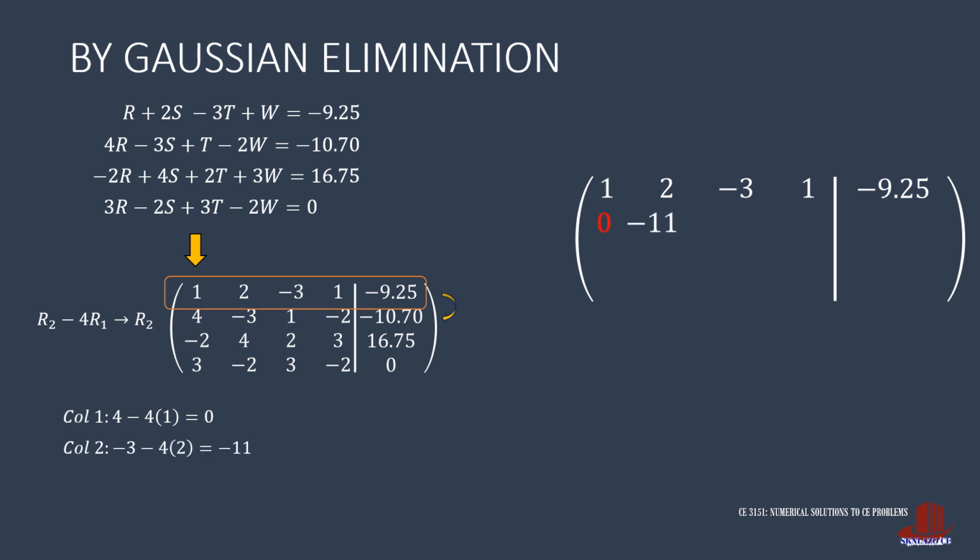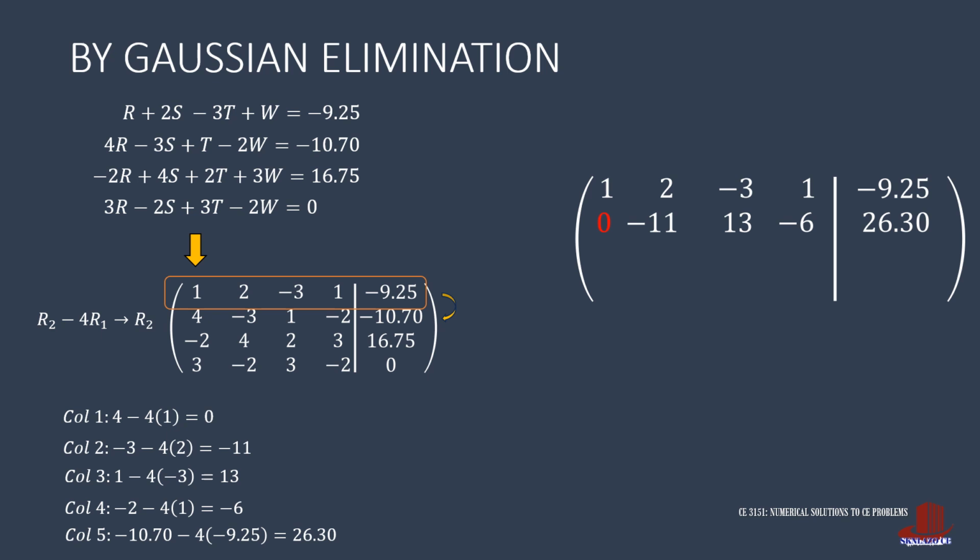For column 2, we take negative 3 minus 4 times 2, which results to negative 11. The next element then becomes 1 minus 4 times negative 3, giving 13. From column 4, we take negative 2 minus 4 times 1, which makes negative 6. The last column then becomes negative 10.7 minus 4 of negative 9.25, which makes positive 26.30.